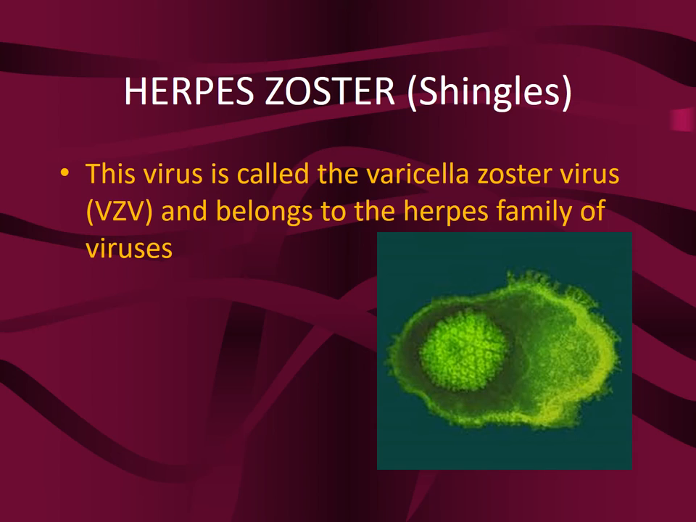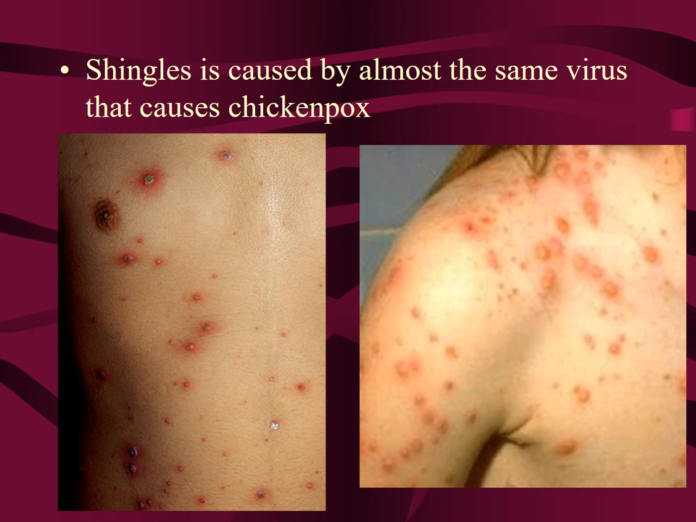We can see herpes zoster. Herpes zoster is the second disease belonging to viral infections. This virus is called the varicella zoster virus and belongs to the herpes viruses. The other name is shingles.